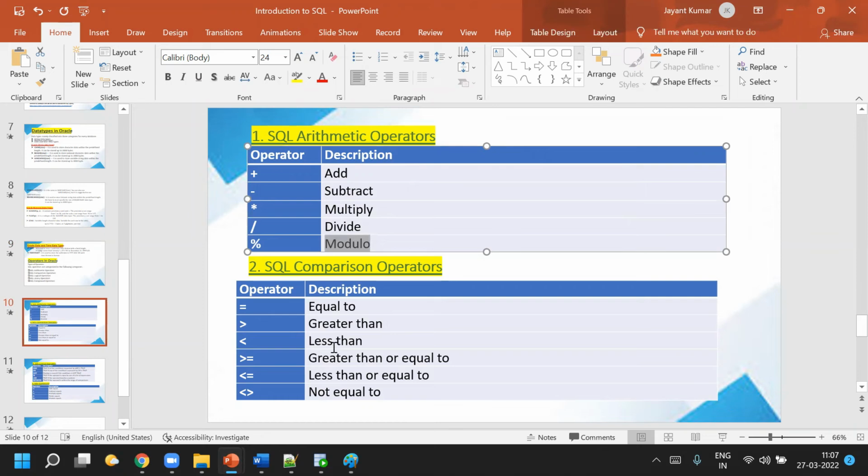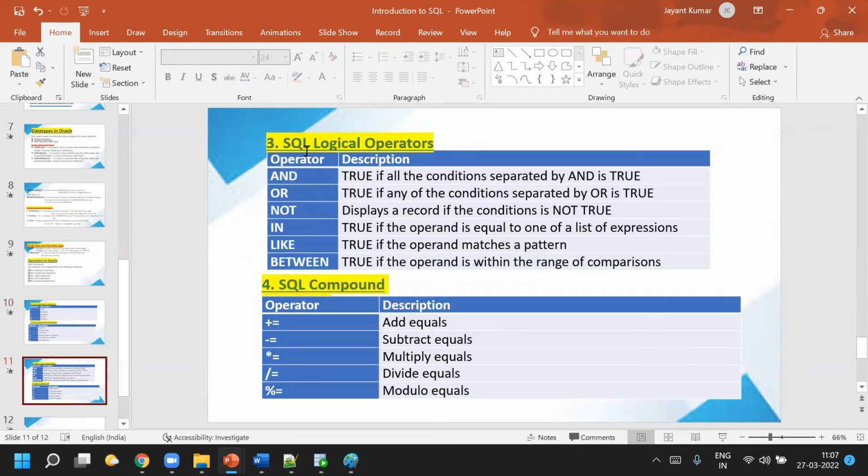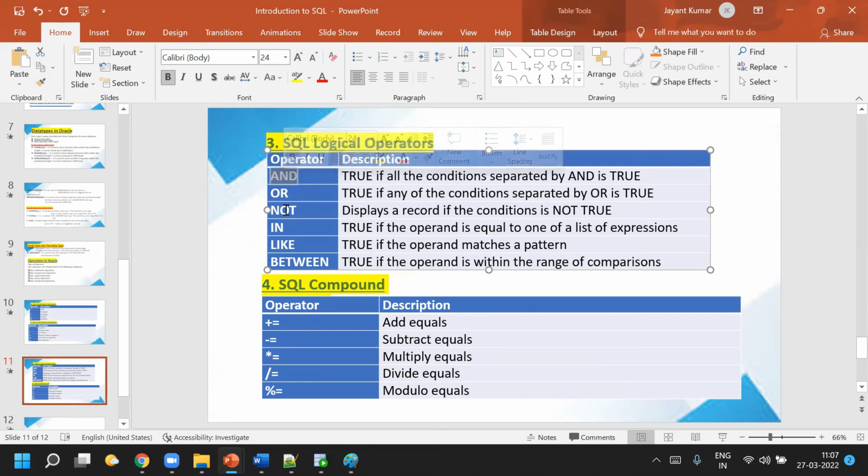The SQL comparison operator is used to compare one value to another: equals to, greater than, less than, greater than or equals to, less than or equals to, and not equals to. We will use logical operators most of the time. SQL logical operators are AND, OR, NOT, IN, LIKE, and BETWEEN. All these are very important with respect to Oracle SQL, and we'll use them frequently.